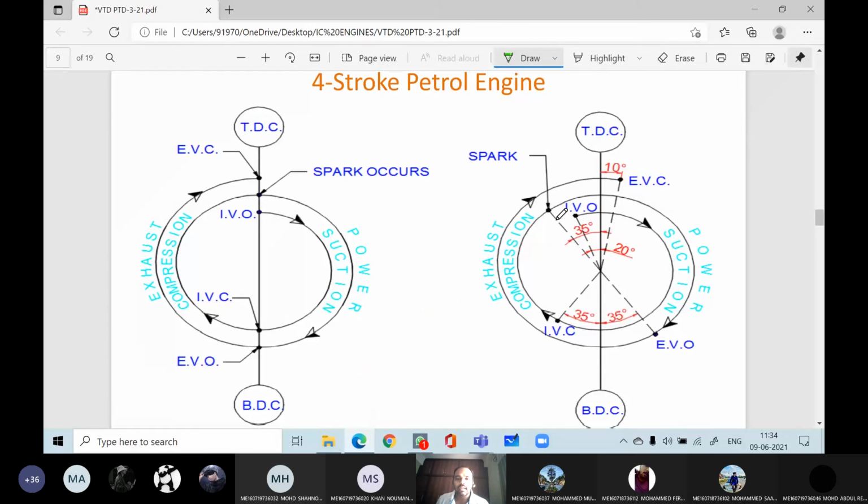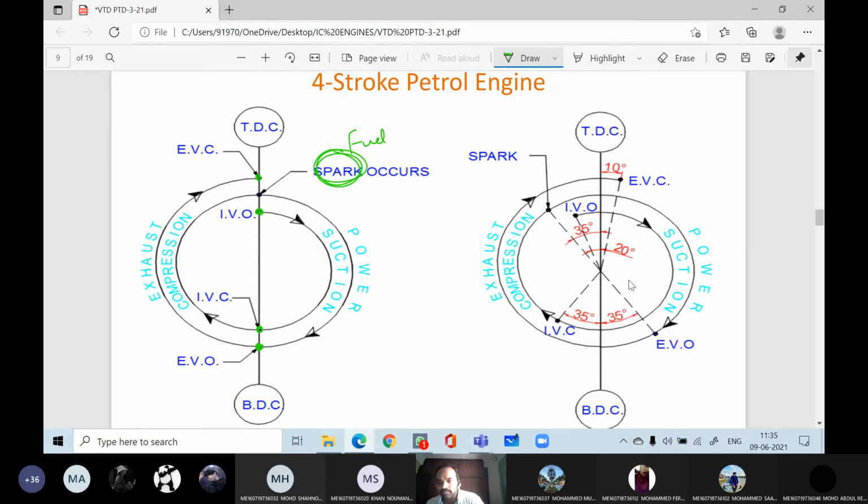Okay, now the petrol engine is also similar to the diesel engine. The only difference is that here we are using a spark, there the fuel injection. The remaining is the same: 180 degrees for suction, 180 degrees for compression, 180 degrees for power and 180 degrees for exhaust. The inlet valve opens exactly at TDC and closes exactly at BDC, and the exhaust valve opens exactly at BDC and closes exactly at TDC. Similar to the same diagram, if you use a fuel injector, it becomes a diesel engine. If you use a spark plug, it will be a theoretical petrol engine.